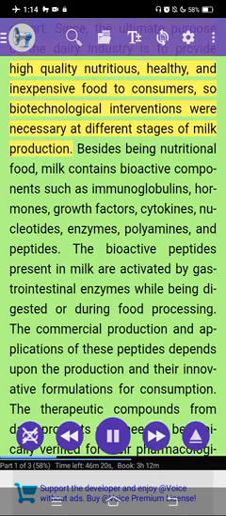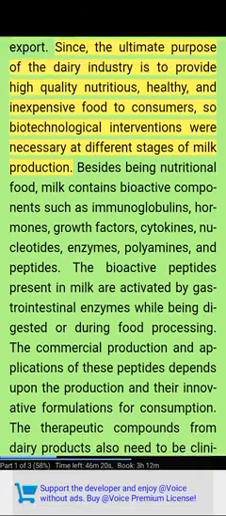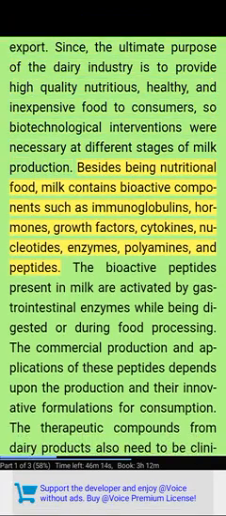Since the ultimate purpose of the dairy industry is to provide high-quality, nutritious, healthy, and inexpensive food to consumers, biotechnological interventions were necessary at different stages of milk production. Besides being nutritional food, milk contains bioactive components such as immunoglobulins, hormones, growth factors, cytokines, nucleotides, enzymes, polyamines, and peptides.